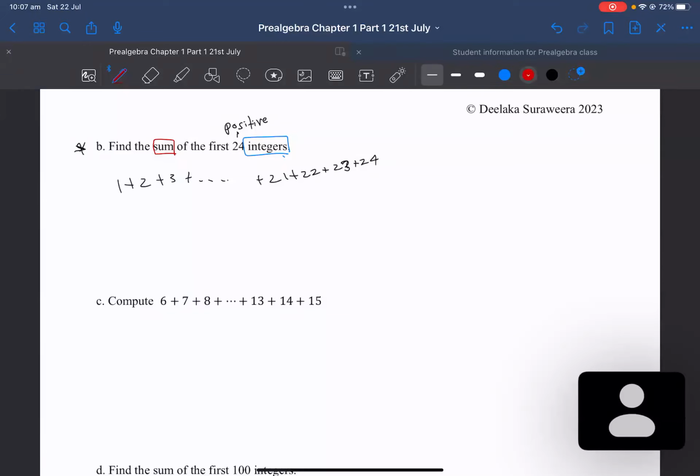So for B, I want you guys to think of pairs, right? The pair is 1 plus 24 is 25. When you pair 2 and 23, that's also 25. When you pair 3 and 22, that's also 25, right? For this question, we have pairs of 25s. How many pairs do we have? That's the question.